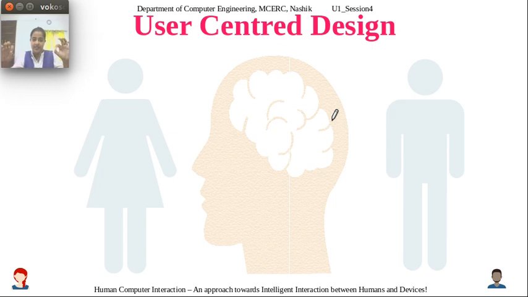User centered design. Up till now in unit number 1, in the very first session, we have seen what HCI is, what is human, what is computer, what is interaction. Then we have seen the disciplines where you can employ HCI, and in the previous 2 sessions we have seen the principles of HCI.